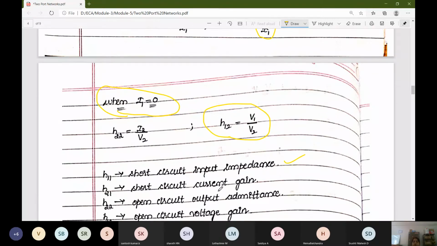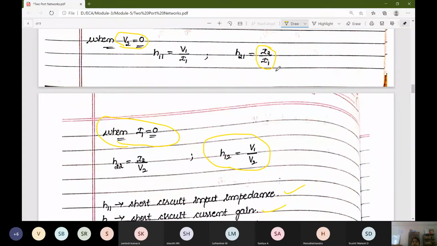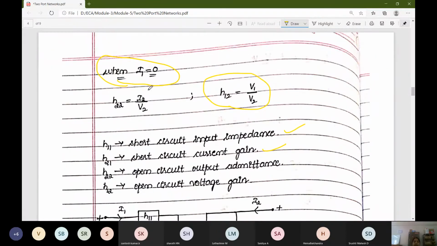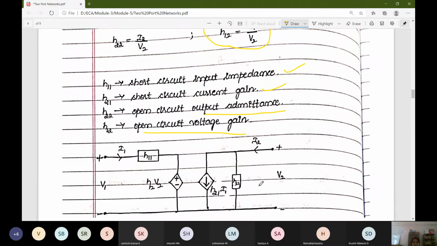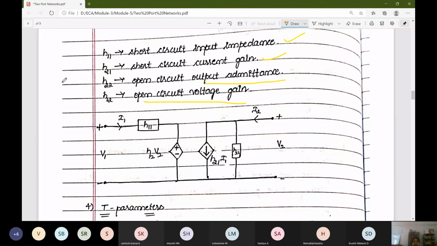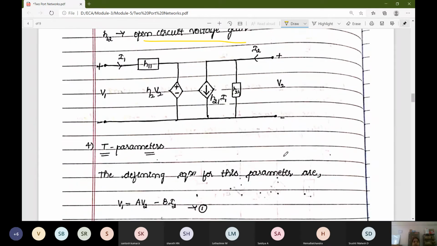When both are currents, I2 by I1, we call it gain. Short circuit current gain, because it is output divided by input, so it is a gain. Next, when current is made 0, we call it open circuit output admittance. Okay, open circuit output admittance, and the last one is called open circuit voltage gain. Getting it? This is the circuit for H parameters. H11, I1, V1 and I2, H22 is written.